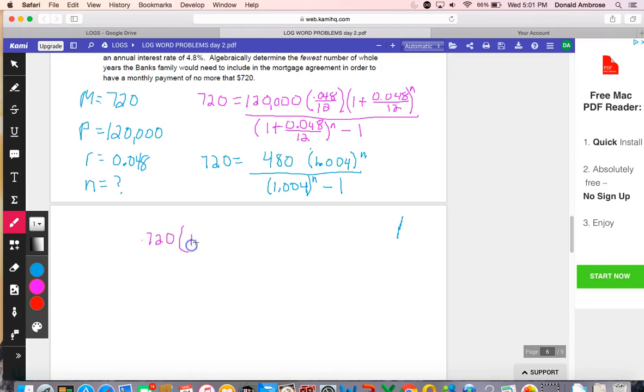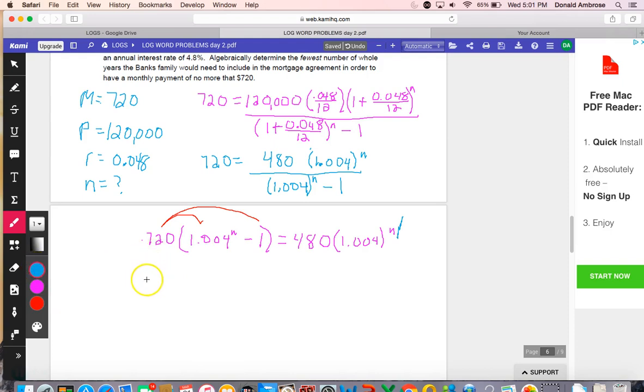will be multiplied by 1.004 to the nth power minus 1. And then on the right-hand side, we'll just be left with the numerator, 480 times 1.004 to the nth power. You'll notice that over here on the left side, I've left the 720 out in parentheses because if we properly multiply that left side by the denominator over here, we're going to have to distribute in the 720 to both of these terms.